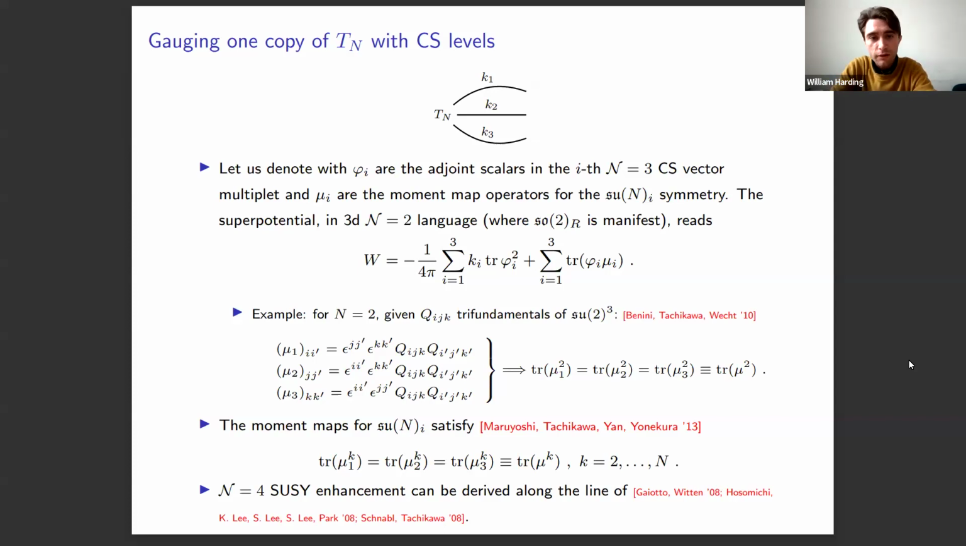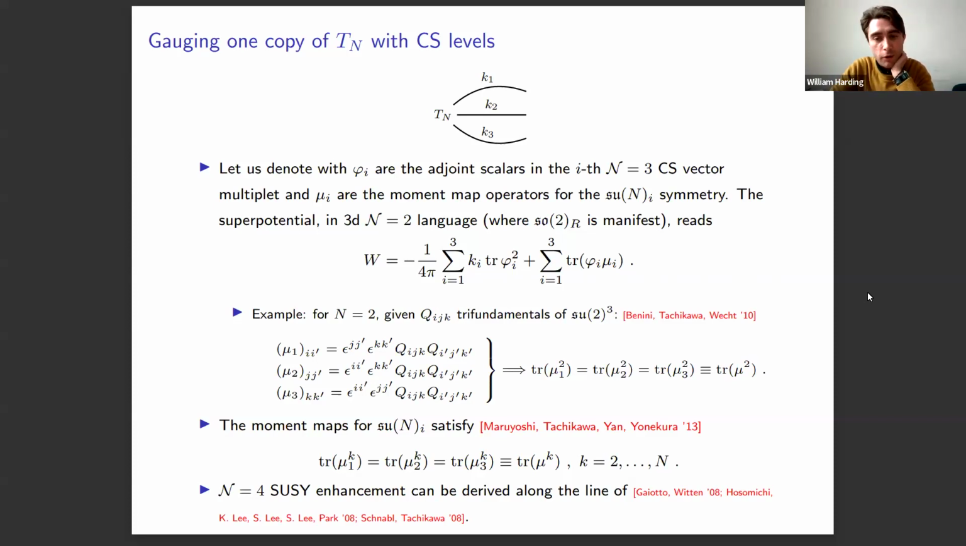Now, the superpotential in 3D n=2 language, where SO(2)_R is manifest, is the one which I wrote down. And note that there is this first term which contains Chern-Simons levels Ki, which we assume to be non-zero because we want them to be non-trivial, the Chern-Simons levels. Now, the second term contains these moment maps mu I. And to be more explicit, let us consider a specific example, which is T2.